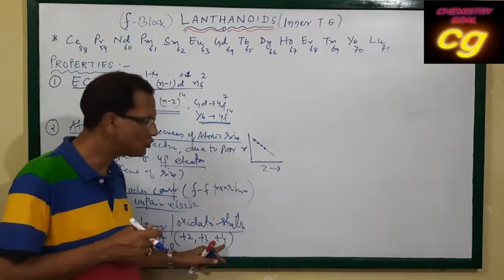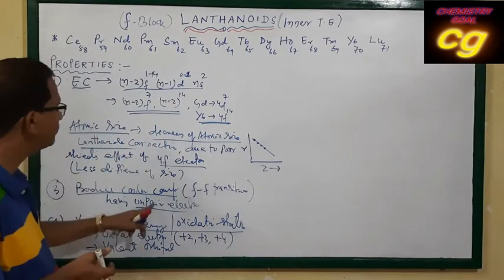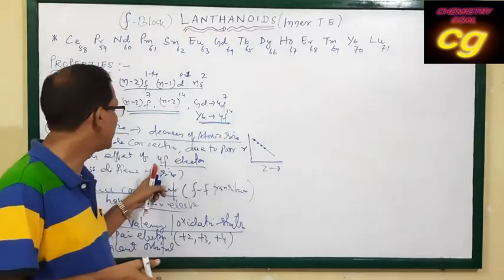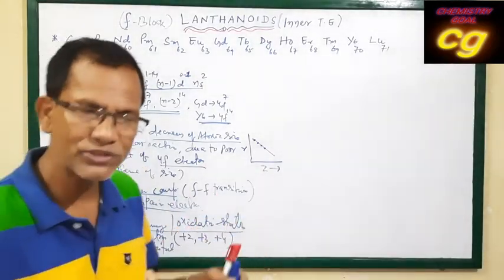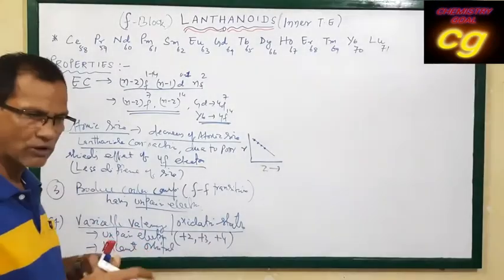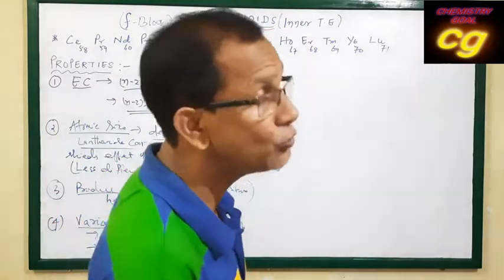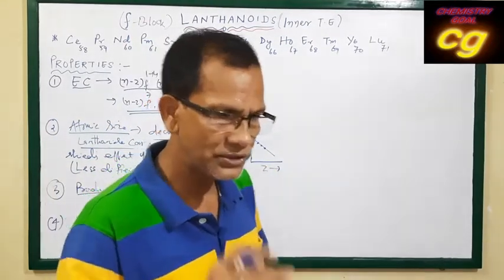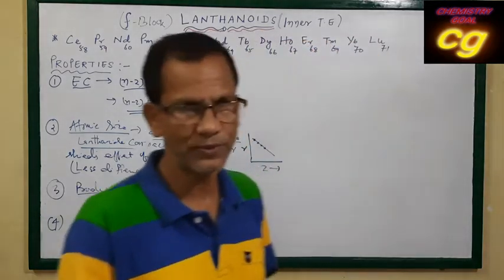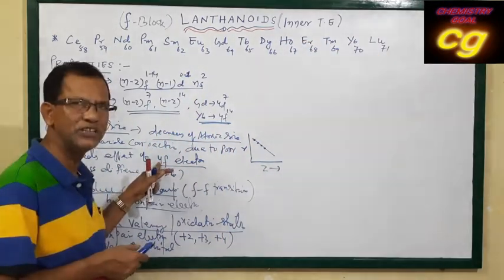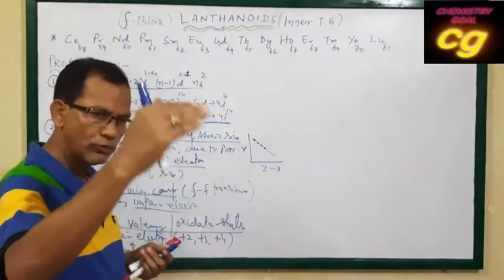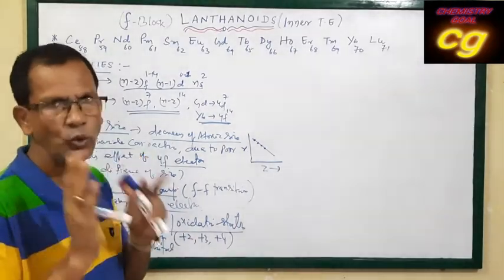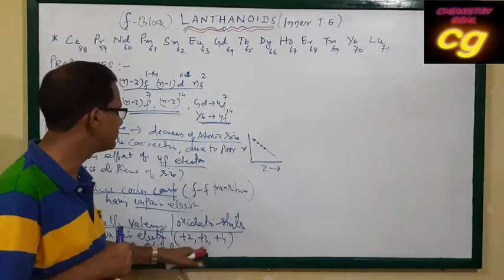Why do they not show higher oxidation states? Because of the poor shielding effect of the f subshell. Due to the poor shielding effect of the f subshell, the outermost electrons are more tightly held by the nucleus. That's why the covalency is less. Already you have read, if the outermost electron is tightly held, it has less tendency to participate, due to 4f electrons which have poor shielding effect. So the outermost electron is tightly held by the nucleus. That's why the oxidation states are low: +2, +3 and +4.